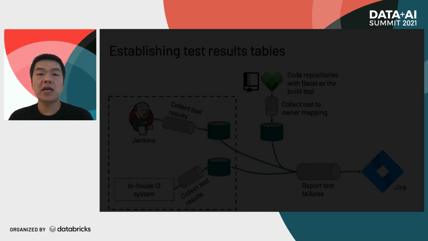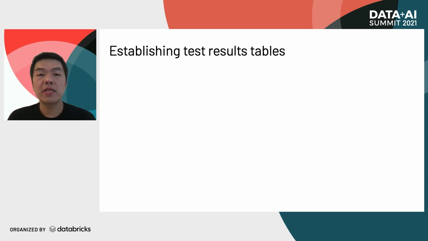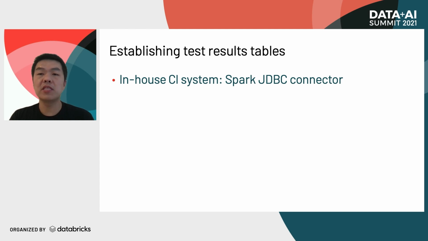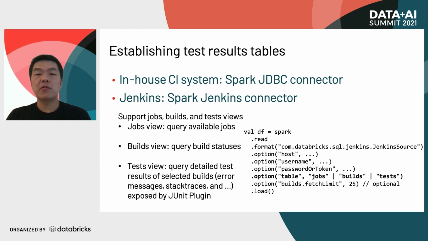First, we look at how we build data pipelines to establish the test results table. For our in-house CI system, we simply use Spark's JDBC connector to load data directly from our CI system's database. For Jenkins, we built a Spark Jenkins connector that allows us to query Jenkins build and test data using SQL and a DataFrame API. This data source exposes Jenkins data through 3 views.